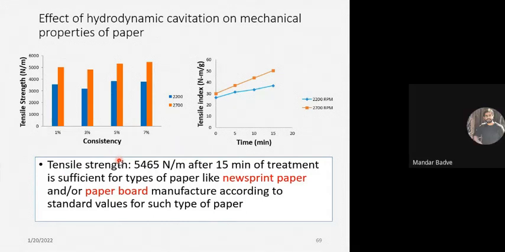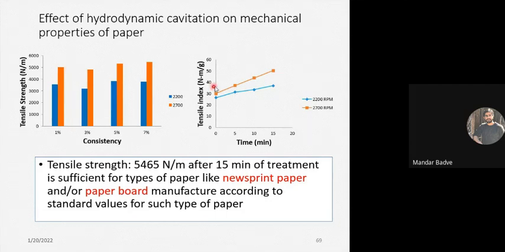So what we observed is, when you increase the speed, the tensile strength obviously increases, because at higher speed the cavitation intensity was more. So in each case the tensile strength increased. The consistency is nothing but the percentage of wet straw to the water. So 5% consistency means 5% straw and 95% water, right? There was no change between different consistencies, but in each case, with increase in the speed, we observed that the tensile strength and tensile index both increase with the speed, right?